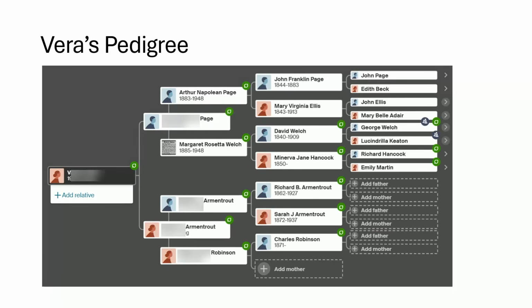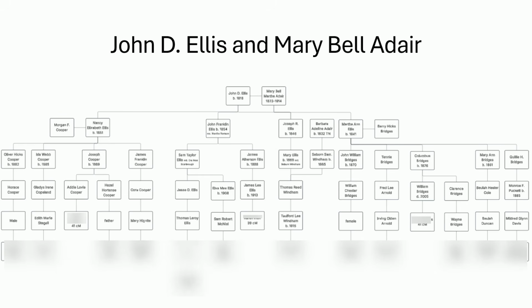So looking at Vera's pedigree again, we can see that we found clusters for Ellis and Adair. We've found a Hancock cluster. We found a further back cluster on one of these lines that we couldn't identify. And so here's John D. Ellis and Mary Belle Adair, all the matches that I was able to find for this family in that big cluster that I showed you in cluster 6. So that was exciting to be able to see a big group like this.